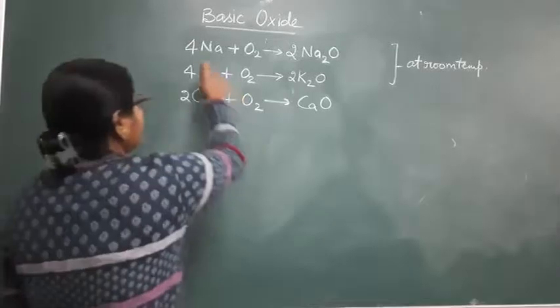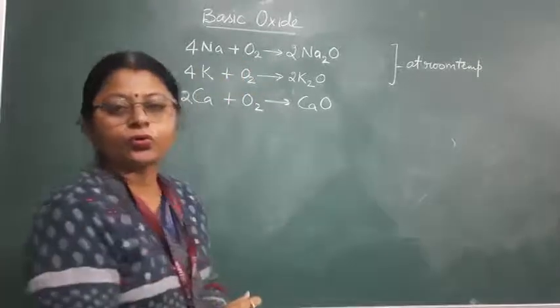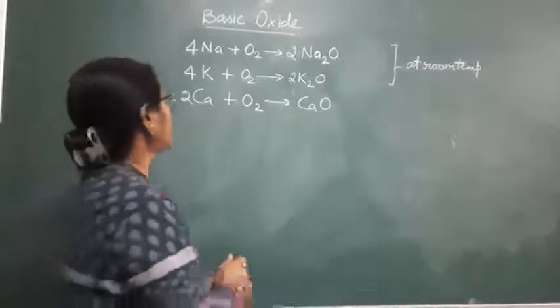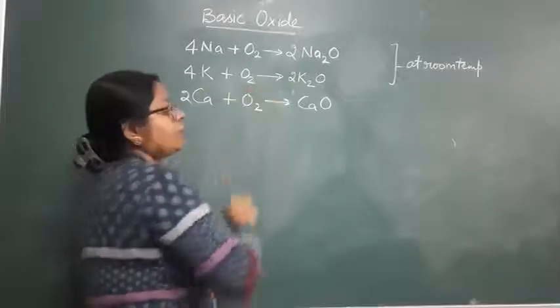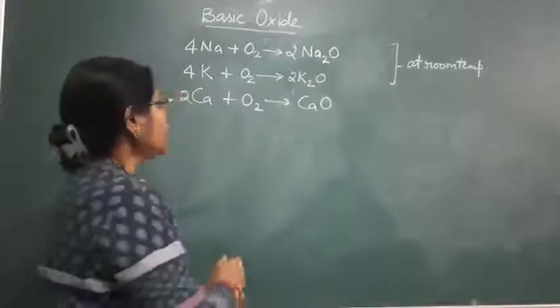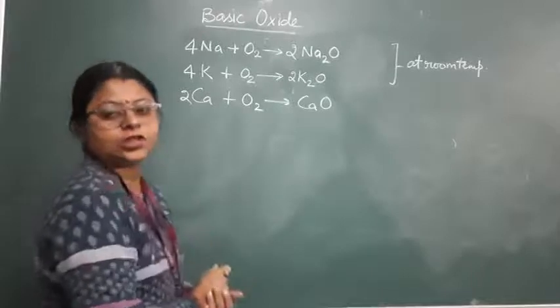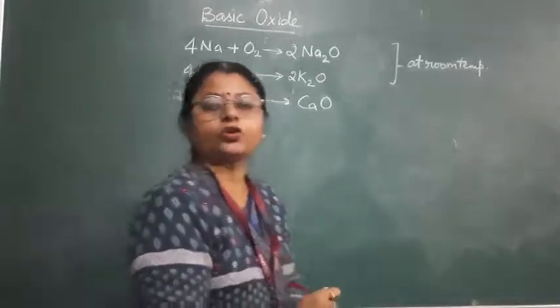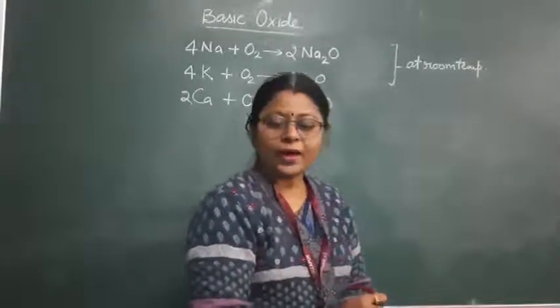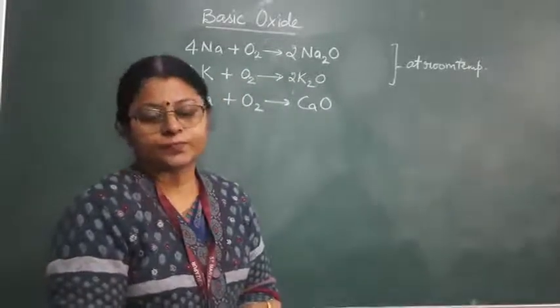So sodium, when it reacts with oxygen, forms sodium oxide, molecular formula Na2O. Potassium, when it reacts with oxygen, forms potassium oxide, molecular formula K2O. Calcium also reacts with oxygen and forms calcium oxide, molecular formula CaO. At room temperature, all these reactions take place.